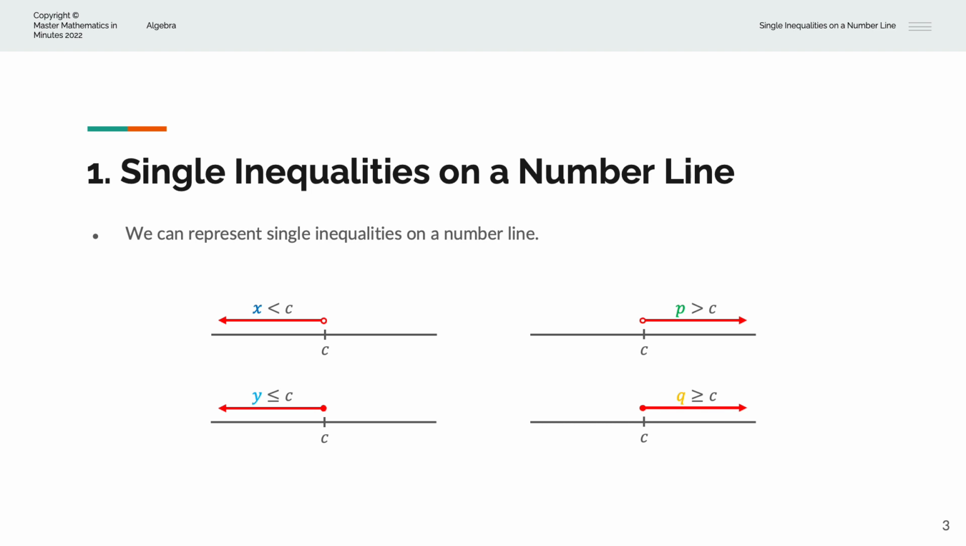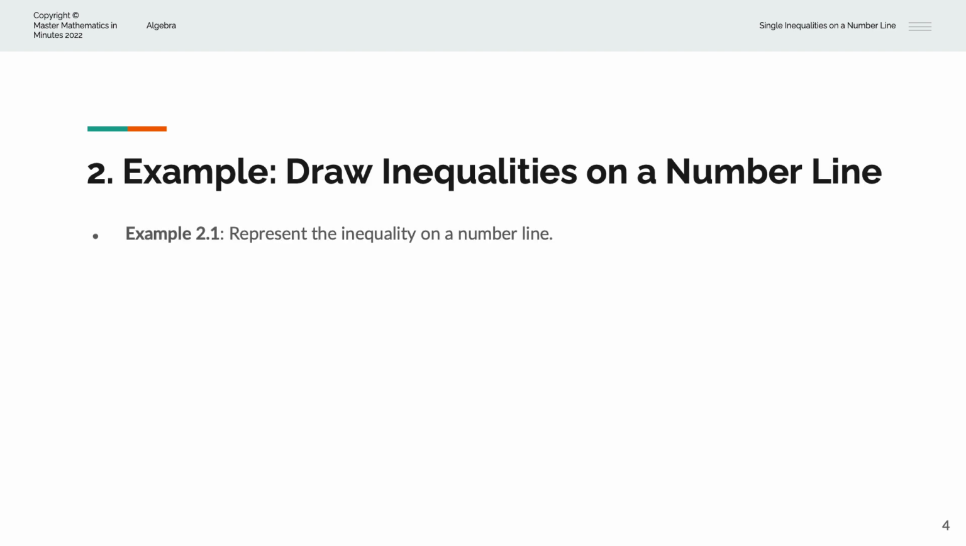Let's take a look at a couple of examples now. In the first example, we're asked to represent the inequality on a number line, s less than 75. We can draw a number line with the constant 75. Because this inequality is strictly less than 75, we have an unshaded circle. And s being less than 75 is where we have the arrow pointing towards the left. That is how you represent s less than 75 on a number line.